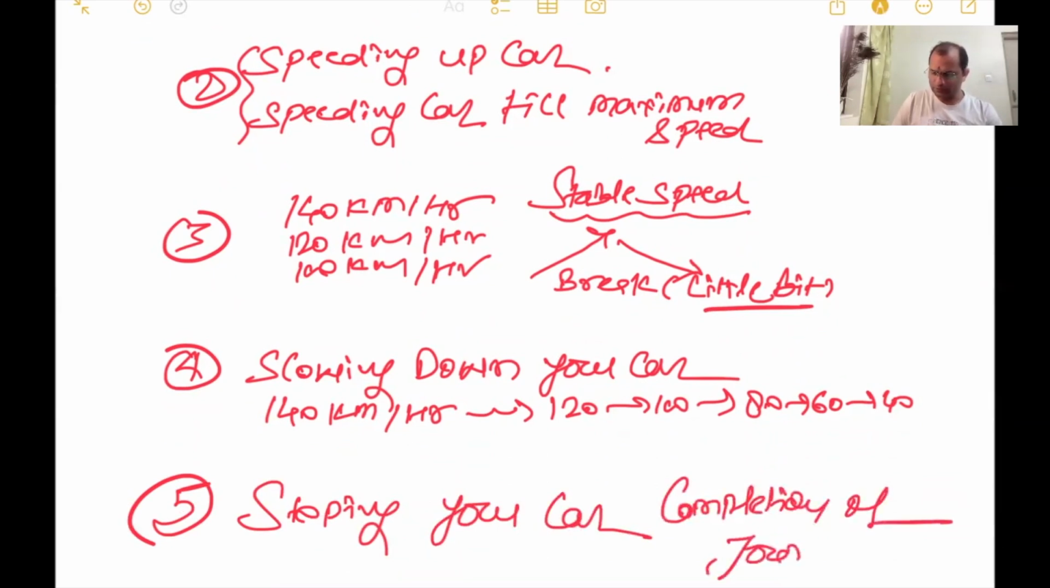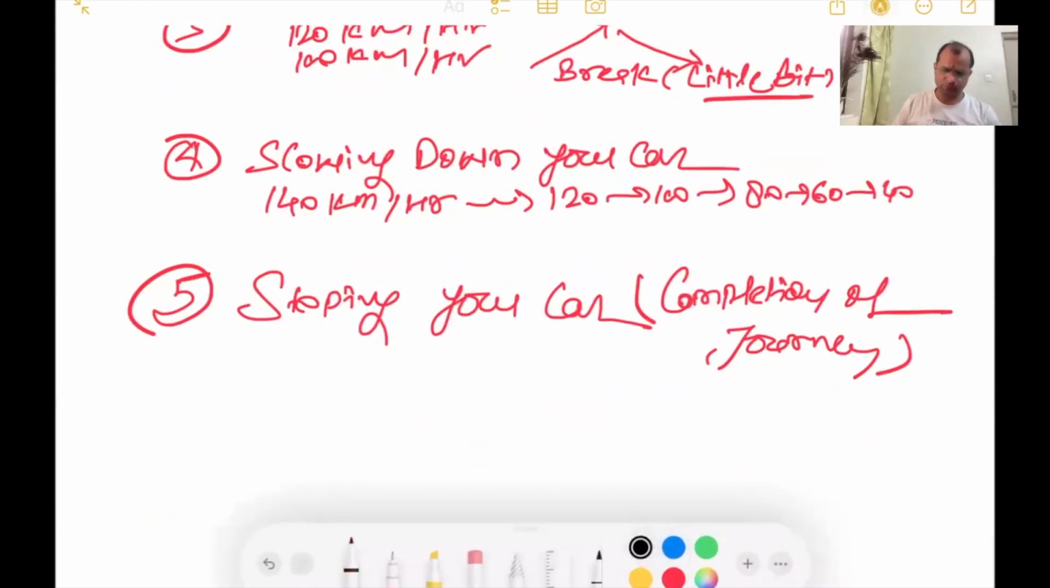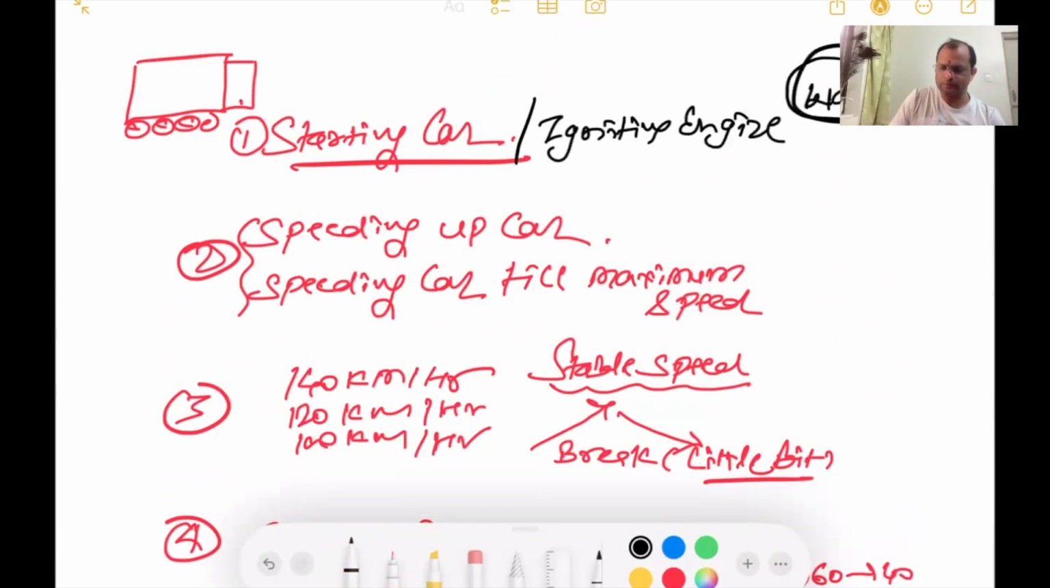Now again, if you want to go somewhere, you will follow the same procedure. So in this way, the first phase is starting the car, igniting the engine. The first phase is called the Bud phase. Bud means starting, initiation.